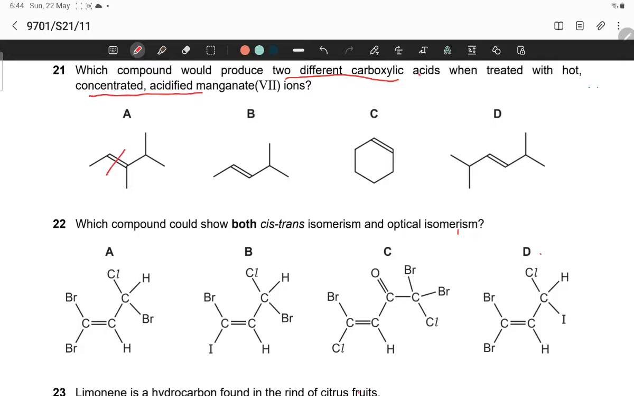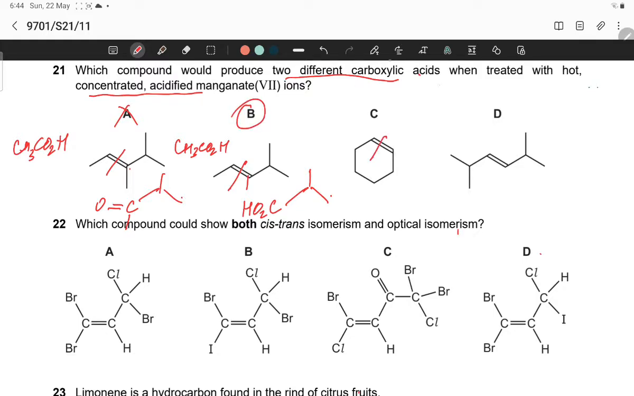This double bond is oxidized and has CH3CO2H, and this carbon, a ketone is formed over here. So this is incorrect. And in option B, CH3CO2H, and this compound, HO2C, this is, and two different carboxylic acids are formed in B, so B must be correct.